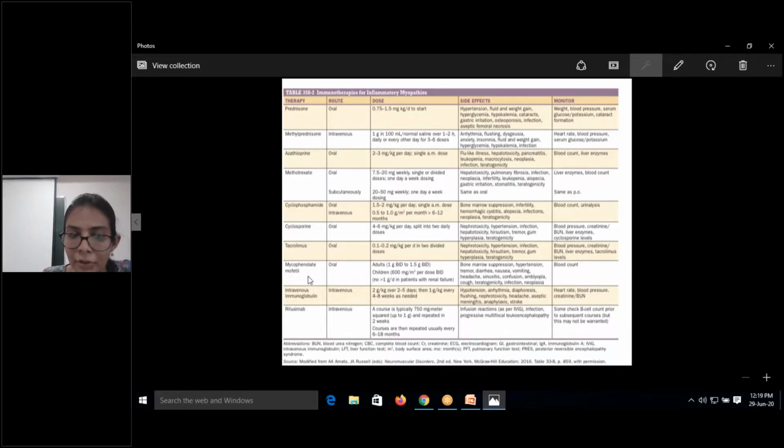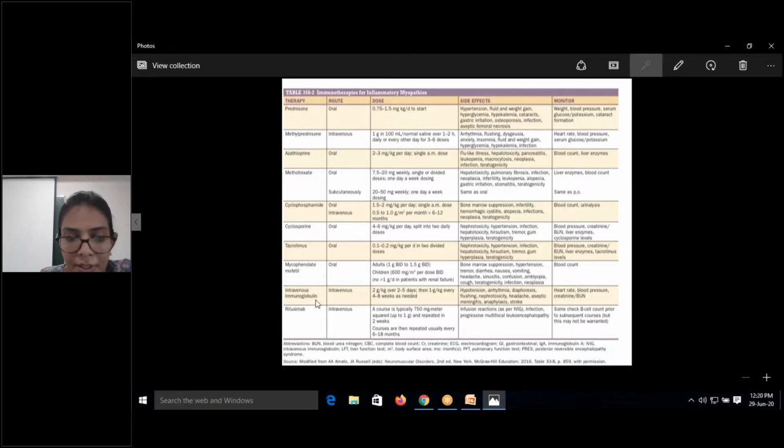Then coming to mycophenolate mofetil, an oral preparation. You can give adults 1 gram BD, and children 600 milligrams per meter square BD. Bone marrow suppression is something you need to take care of, along with headache, sinusitis, confusion, amblyopia, etc. Blood count can be monitored.